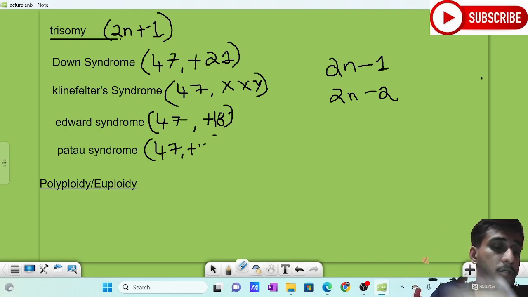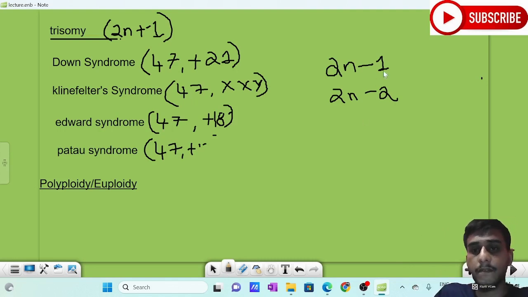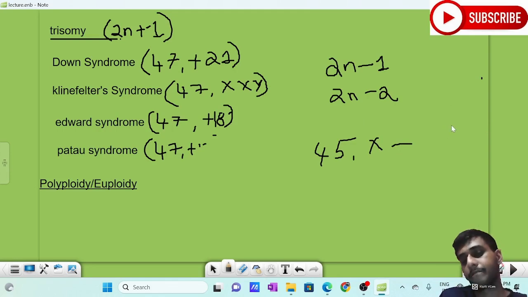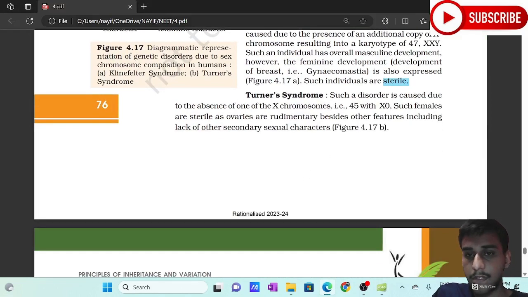So in case of monosomy, the example is Turner syndrome. So what is the condition of Turner syndrome? 46 minus 1, so 45 chromosomes, the missing of one X chromosome. XO means there is no second sex chromosome there. So this is the case of Turner syndrome.